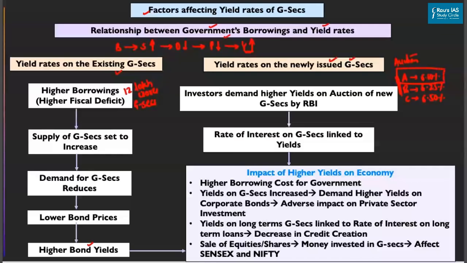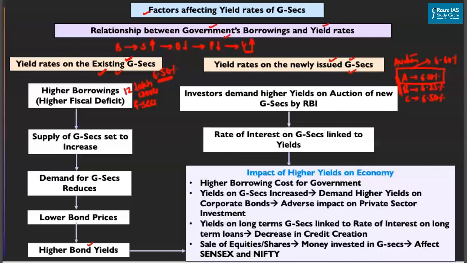Now, when these three investors, A, B and C, are carrying out a bidding for the new government securities, obviously they will keep in mind the yields on the existing government securities. So if the yield of the existing government securities increases to more than 6.50%, in that particular case, automatically A here will probably ask for 6.60, B here could ask for 6.70 and so on. So here, the yield rates on the existing government securities can in a way act as a benchmark for the yields on the newly issued government securities.